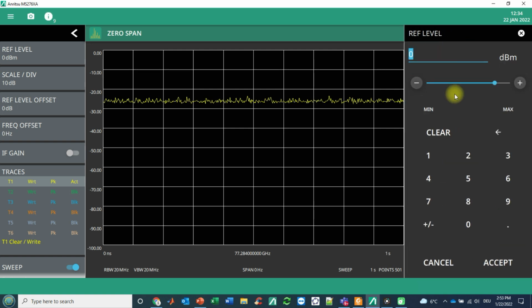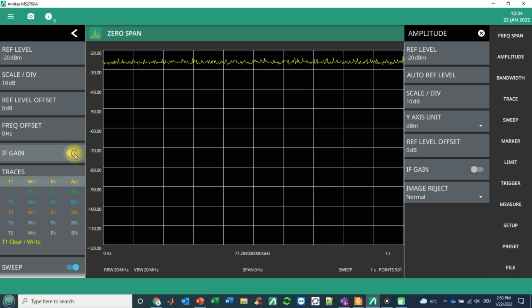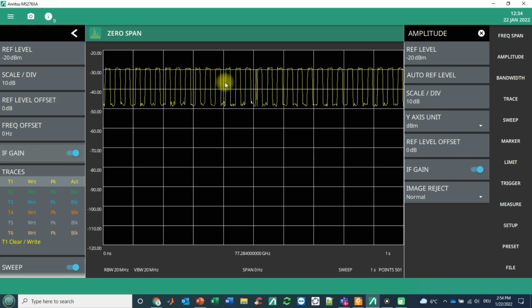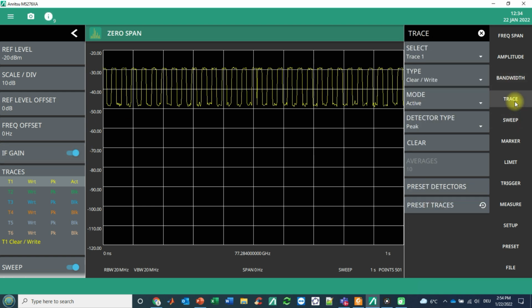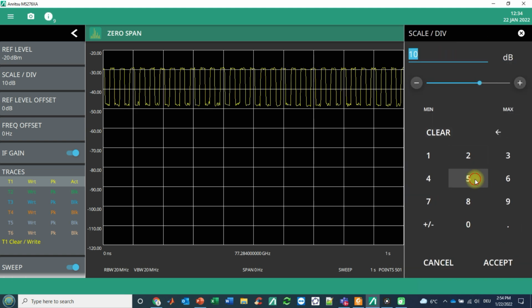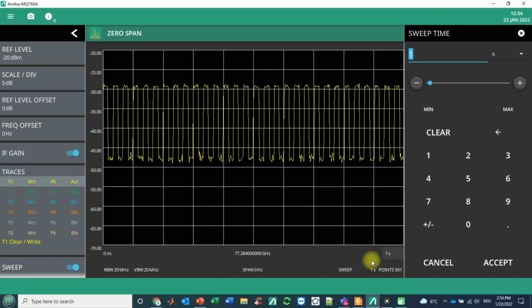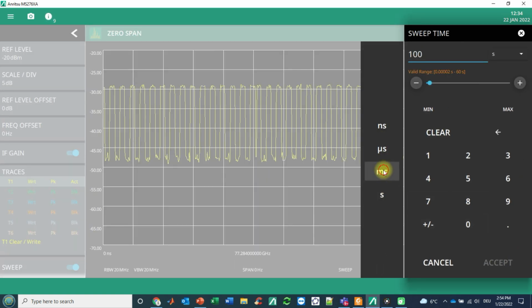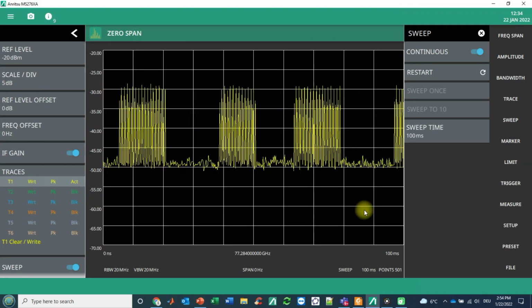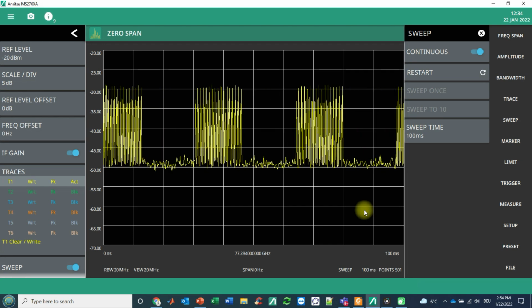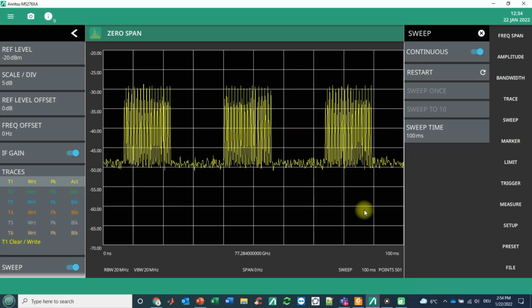We are going to a level of minus 20 dBm. We are switching on the IF gain. So here we can see already some incoming pulses. Let's adjust a little bit here the y-axis scaling so that we see it in a better way. And if we are now switching over to a sweep time of 100 milliseconds, we can clearly see here the different chirps of this automotive radar that are coming in.